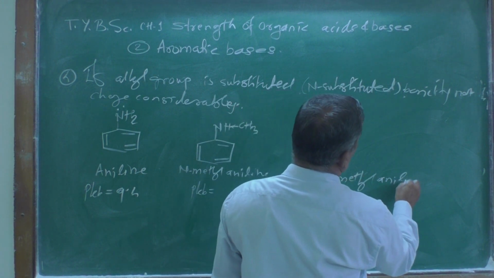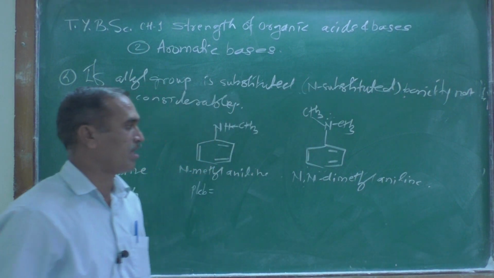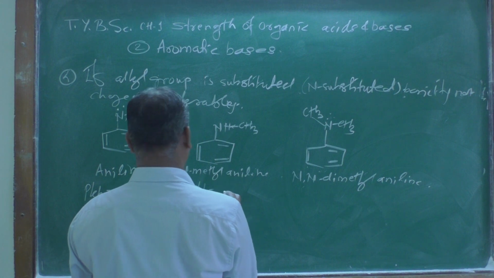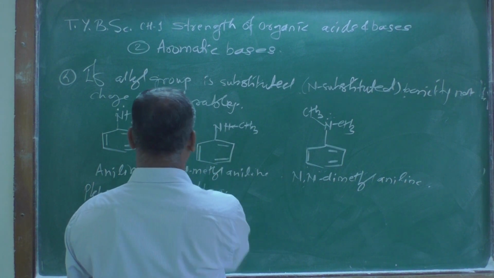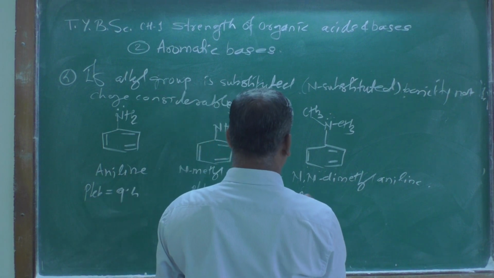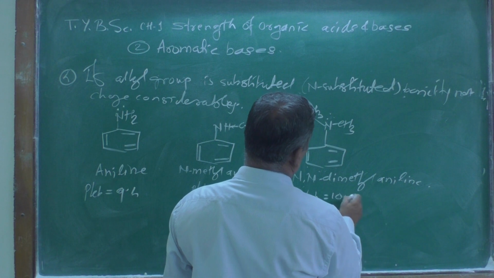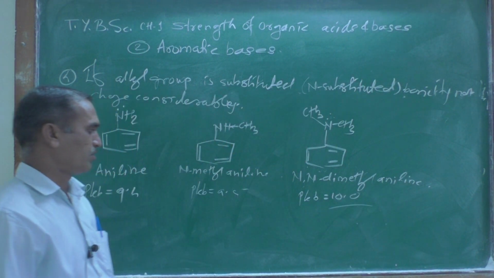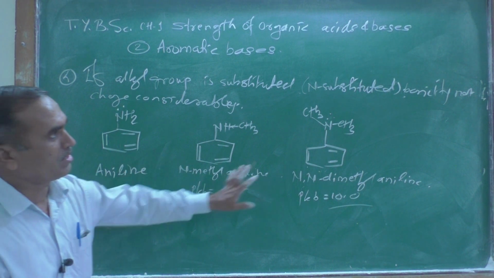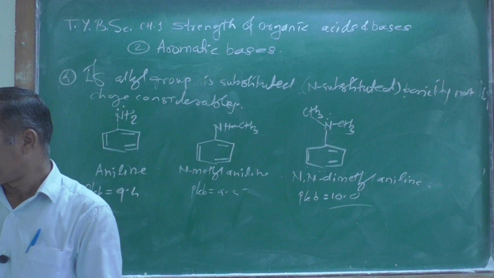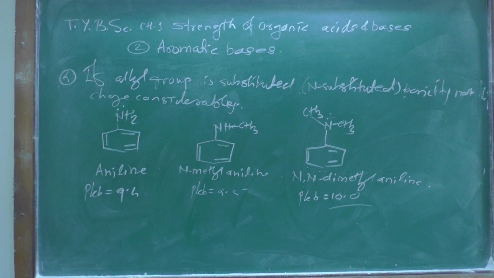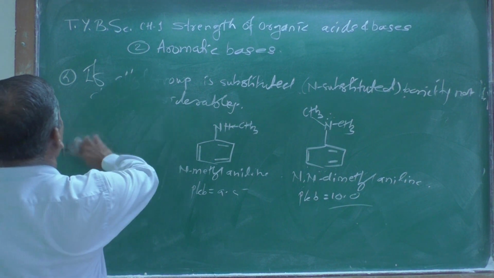This is the structure of N,N-dimethyl aniline, and its pKb value is slightly 9.5 or maybe 10.0. You have to remember that they are not much different, they are increasing slightly. Now let us move on to the next application, application number five.